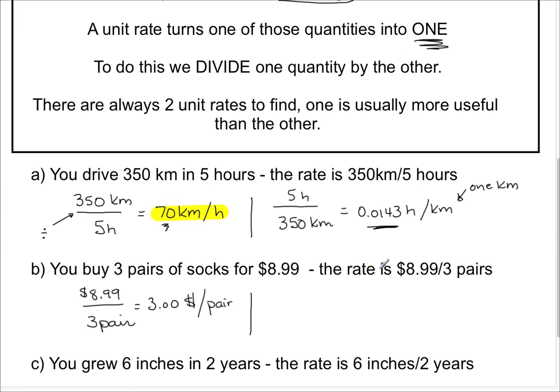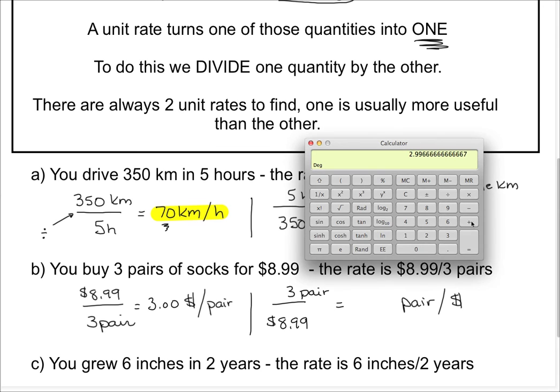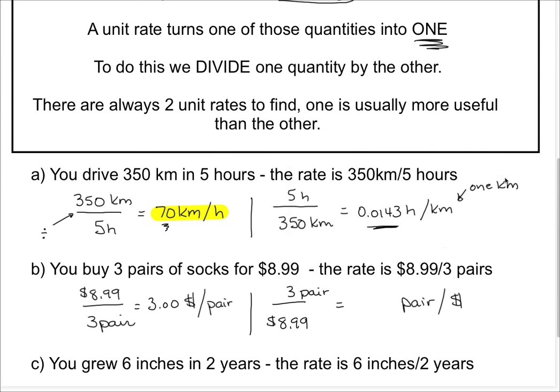Now we can go the other way around and we say 3 divided by $8.99. That means we put the pairs on the top. So we have pairs first, and then per, and the unit on the bottom is dollars. So this is how many pairs we get for $1. Obviously, we're not going to get too many pairs for $1. So we'll just type that in, 3 divided by 8.99, and we get 0.33. We don't even get 1 pair for $1.